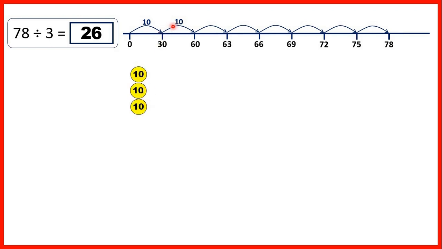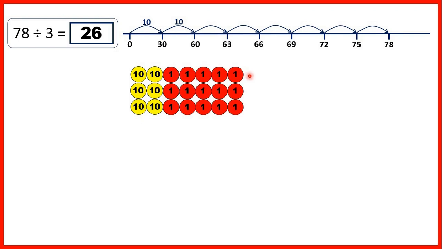Then, we made another jump of 10 times 3, so we can show another 3 tens. And then we made 6 jumps of 3, so we can show 6 ones on each row. And you can see that altogether we have 26 in each row because we have 2 tens and 6 ones. And if we regrouped these counters, we would have 78. Now we only have 6 tens, but remember we could regroup 10 of these ones to make another 10, and then we would have 8 ones left.